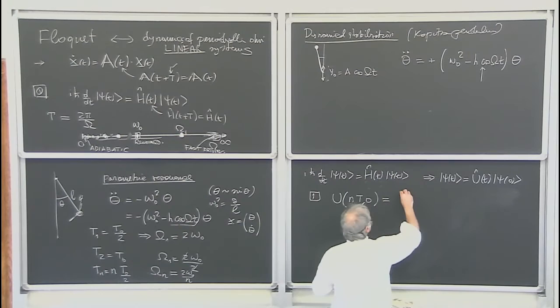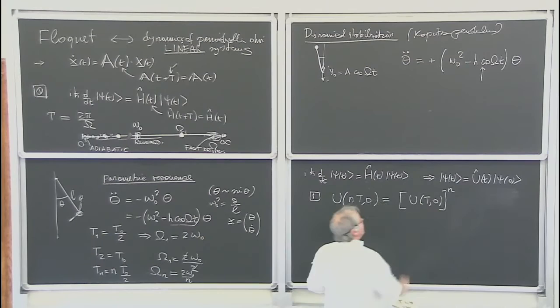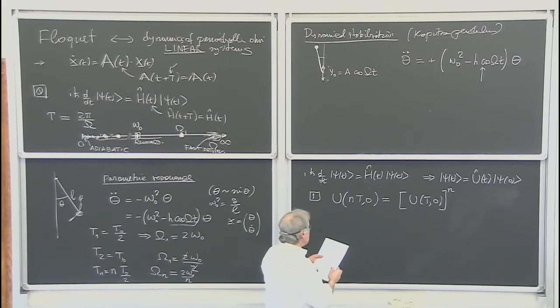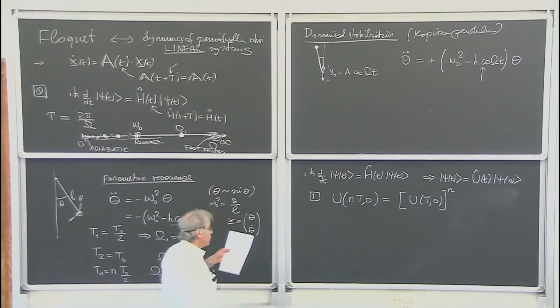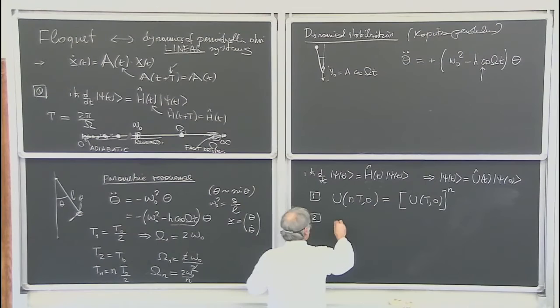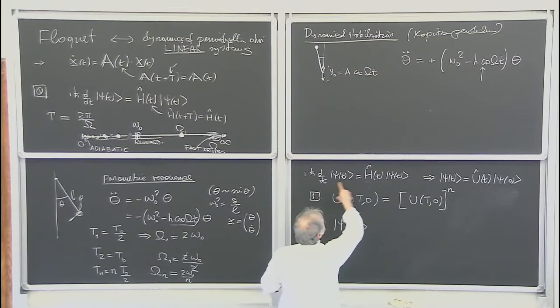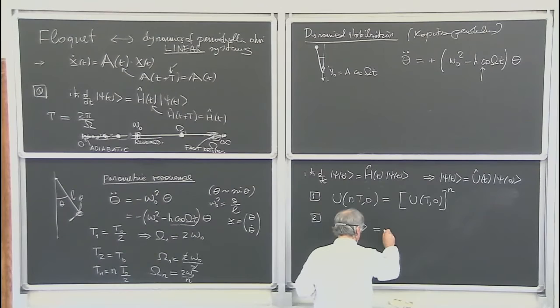Okay, so you can prove this. You can prove that you can evolve for a single period, and then take the power n of your evolution operator, which is a big advantage because it means, for instance, if you have to do it numerically, you just have to calculate for a smaller time and then just apply your unitary operator n times. And the second thing that we will show tomorrow is that you can in fact construct a full set of solutions of the time-dependent Schrödinger problem, which have the following form, okay?